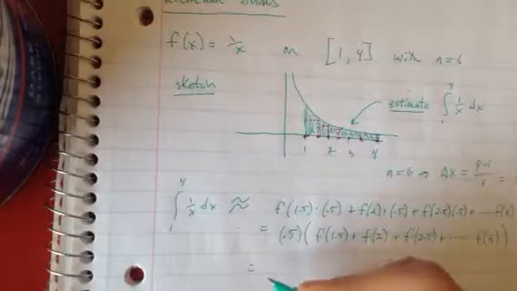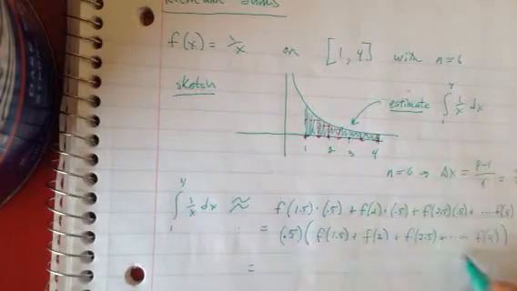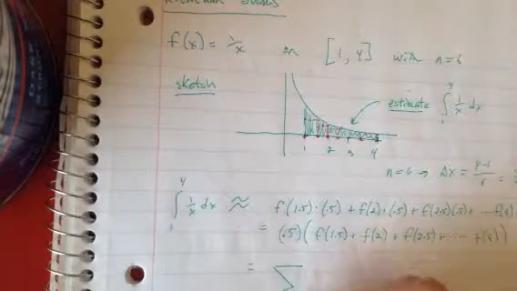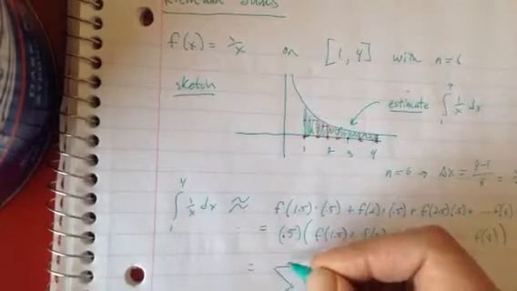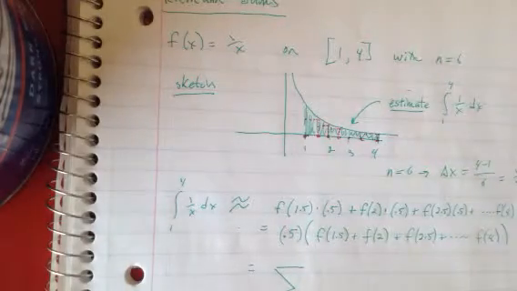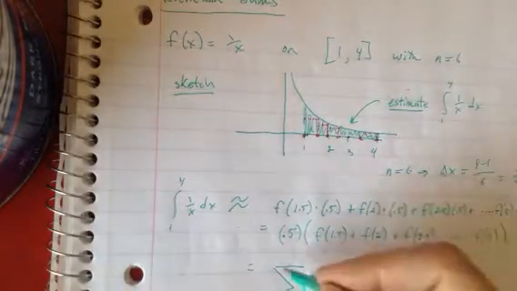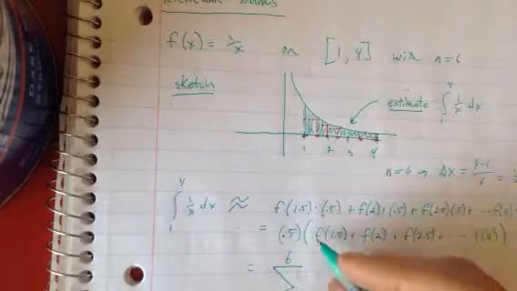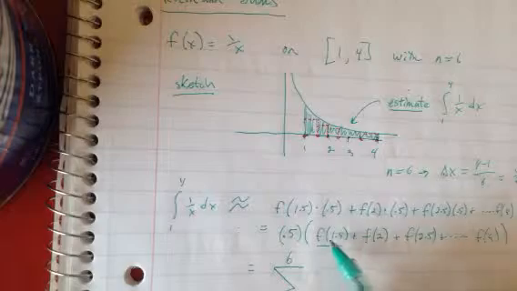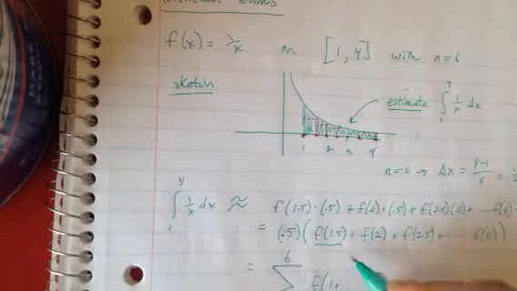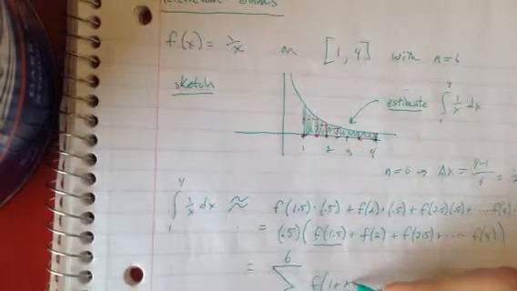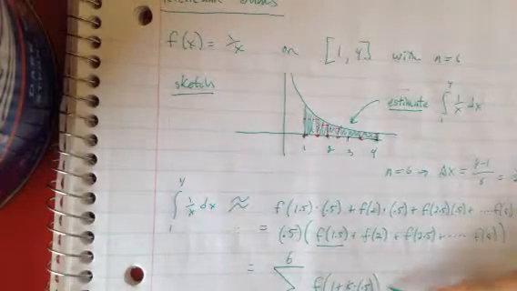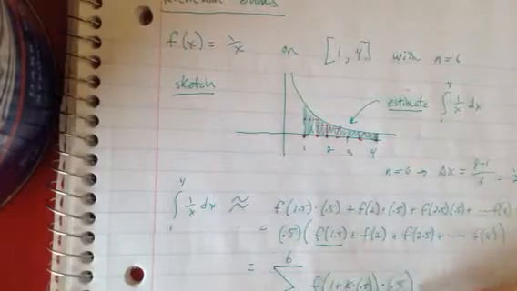So this is going to be the same thing as, I've got 6 terms. I'm going to write it in summation notation. Take a second and see if you can cast this into summation notation for yourself. k from 1 to 6, because I've got 6 terms, and on each term I have the f of 1 plus k times 0.5, and each one's multiplied by 0.5.